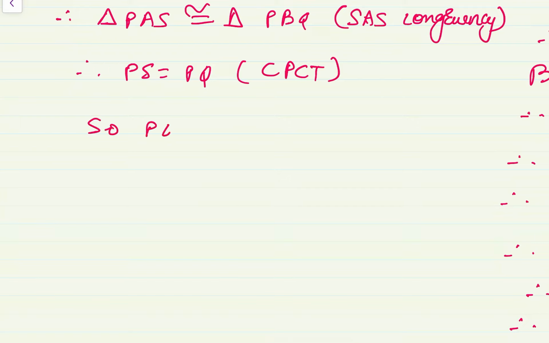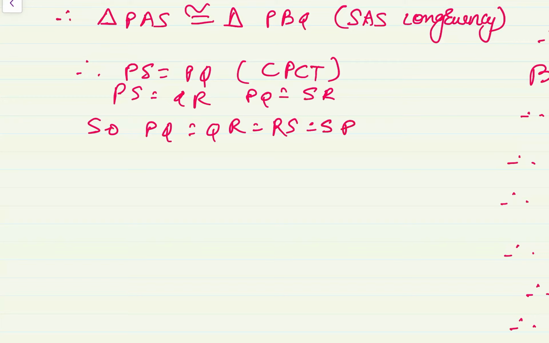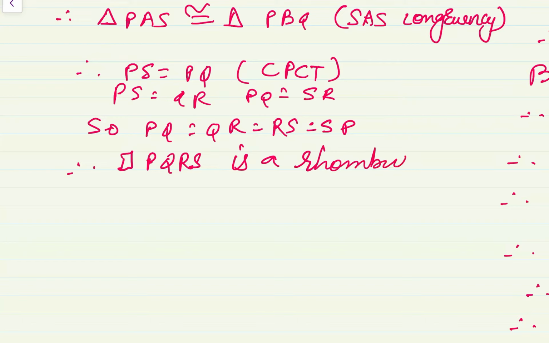We have PS is equal to QR and PQ is equal to SR, as they are opposite sides of a parallelogram. Therefore, PQ is equal to QR is equal to RS is equal to SP. Therefore, quadrilateral PQRS is a rhombus. That is your question number 3. Now let us try the fourth one.